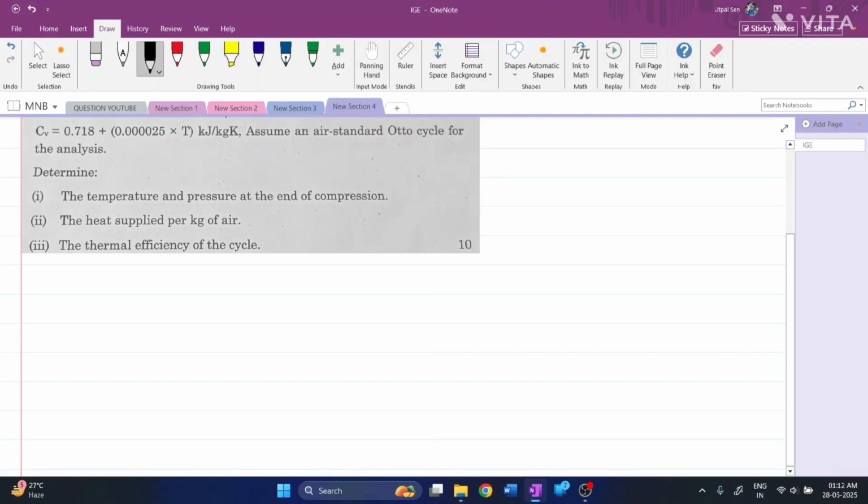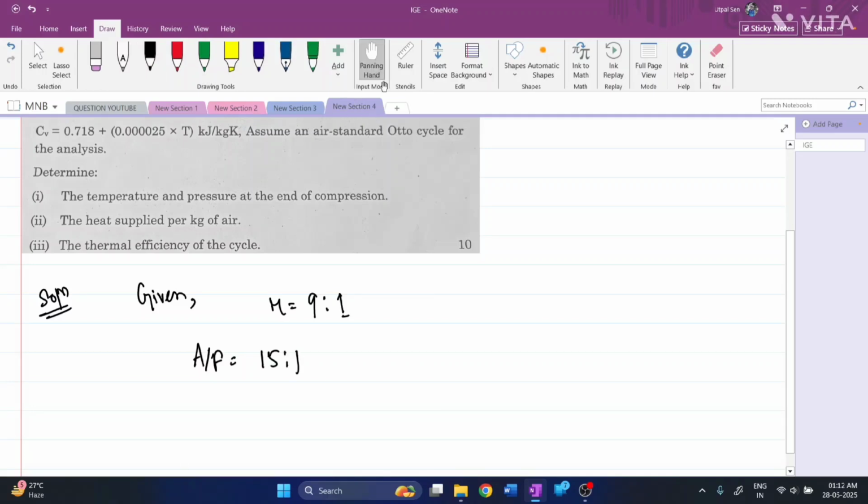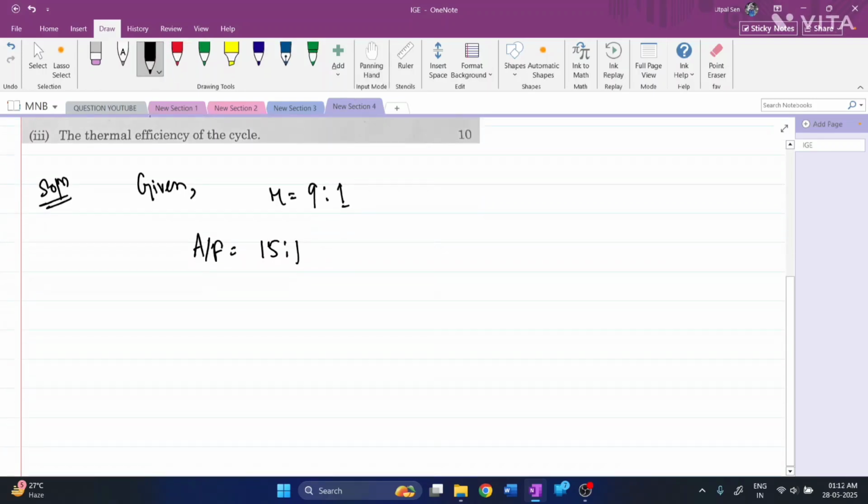The first step of the solution will be writing the given data, which will help you in solving the question. The compression ratio, which we indicate as r, is given as 9:1, the air-fuel ratio is 15:1, and the intake air pressure is 1 bar and the intake air temperature is 300 Kelvin.